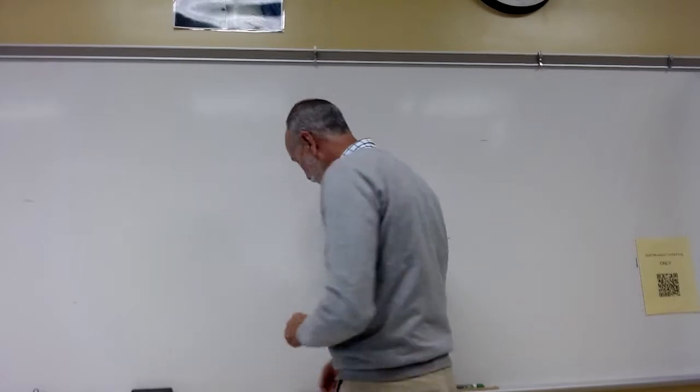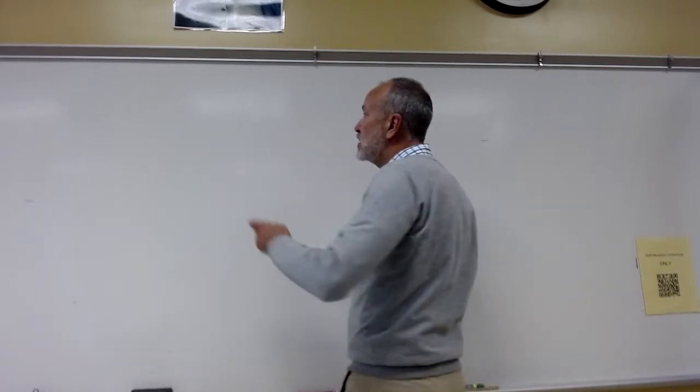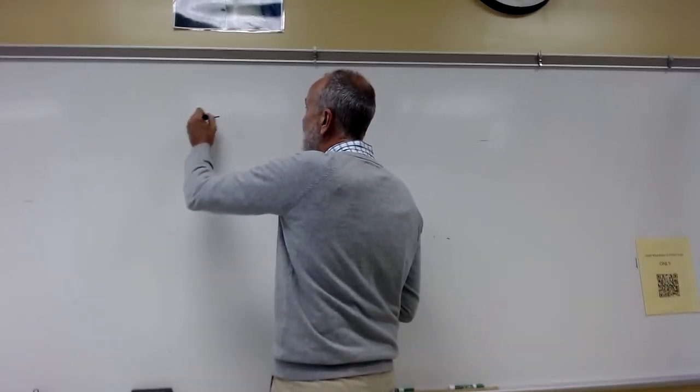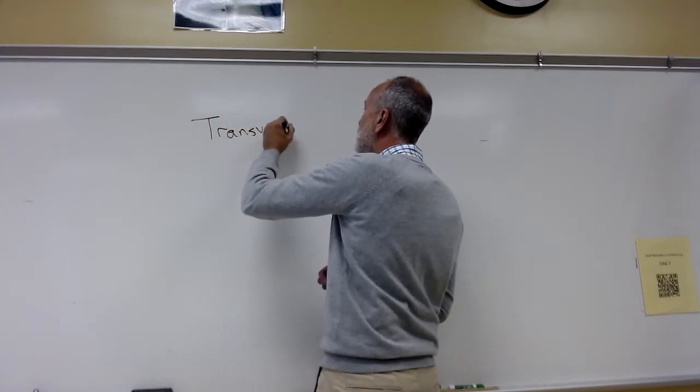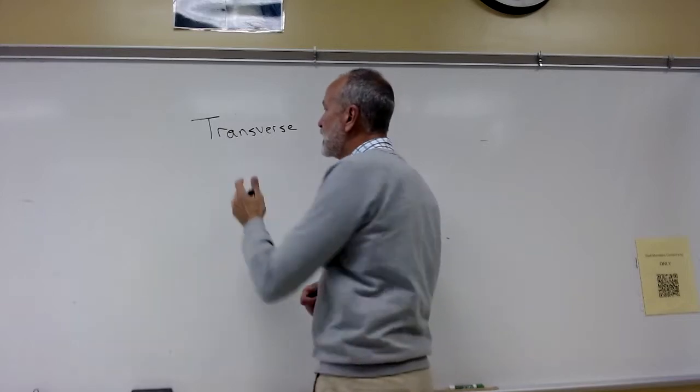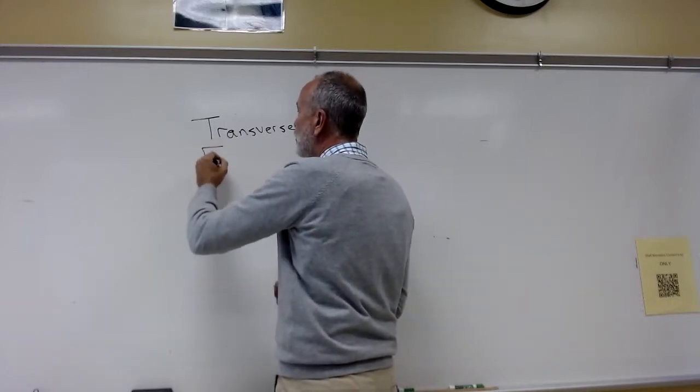So light, we know, behaves like a wave, behaves like a particle. But what kind of wave is it? Well, it turns out it's a transverse electromagnetic wave. So it's transverse, meaning it has crests and troughs. And it's electromagnetic.